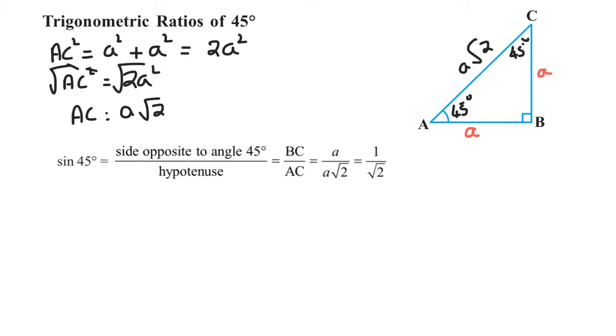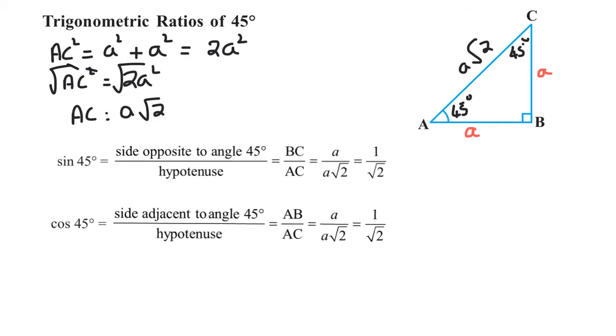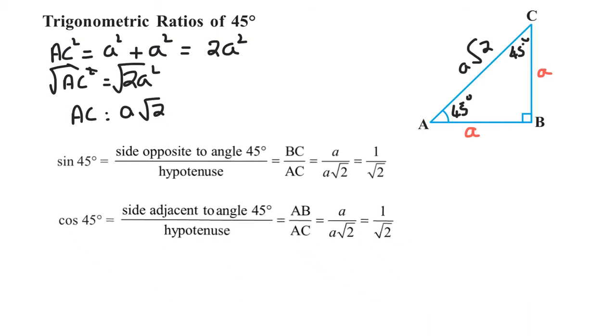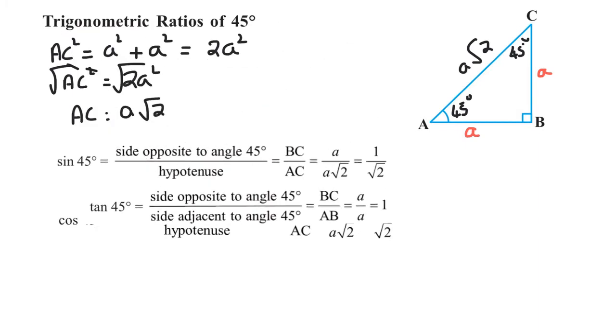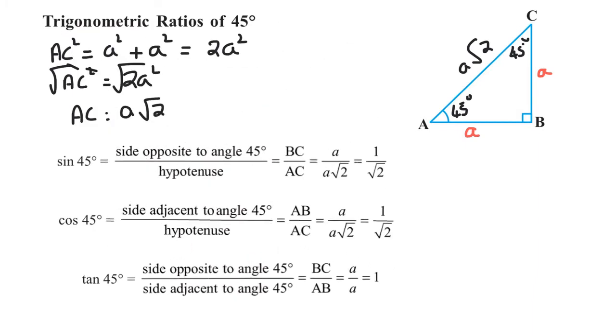What is the trigonometric ratio of cosine 45? It is adjacent side over the hypotenuse. And we know what's adjacent side. We know what's the hypotenuse. Plug it in and we get 1 over root 2. What will be tan 45? It is opposite side over the adjacent side. So we figure out it's A over A, that's going to be 1.